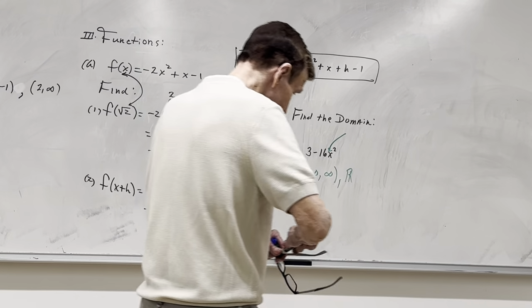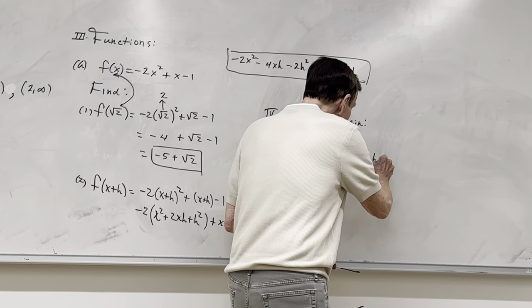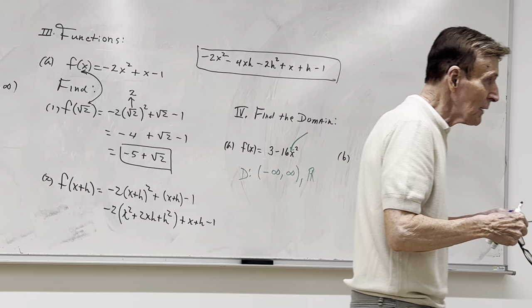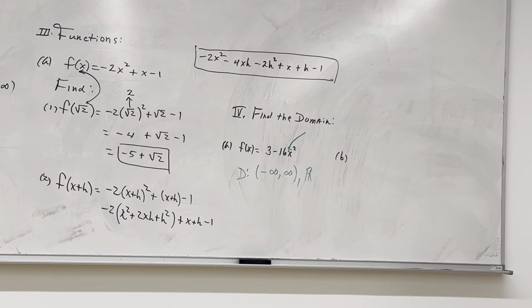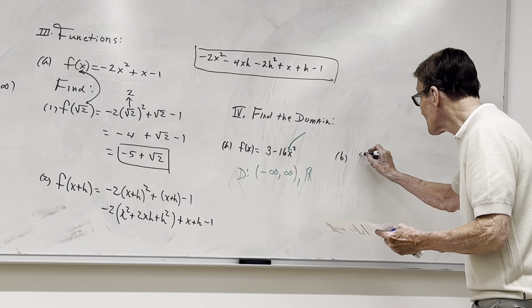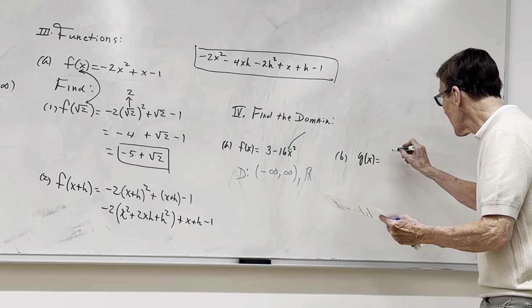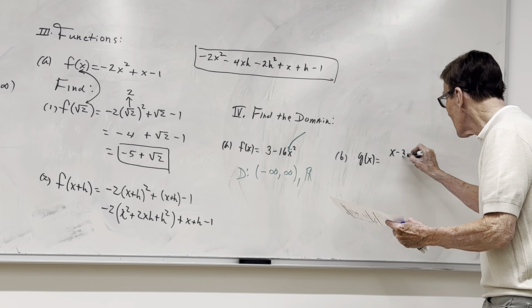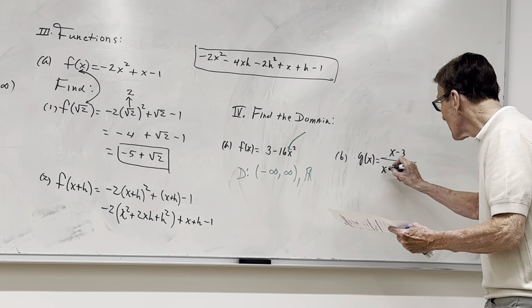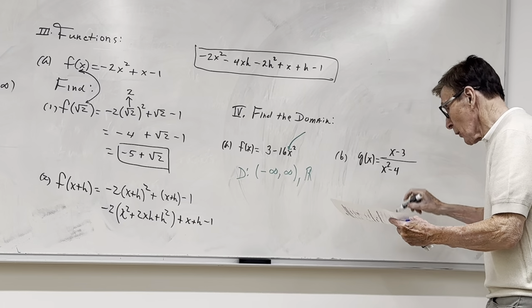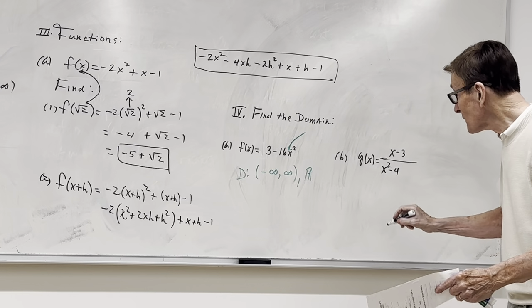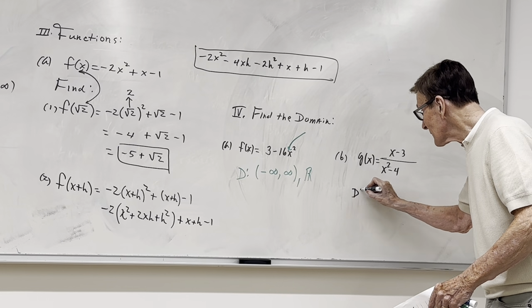Next one, watch carefully. On the handout it says now do the same with this function. Don't solve it, just look at it. G of x is equal to this, x subtract 3 over x squared subtract 4. I want the domain.